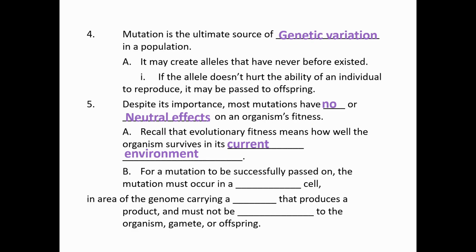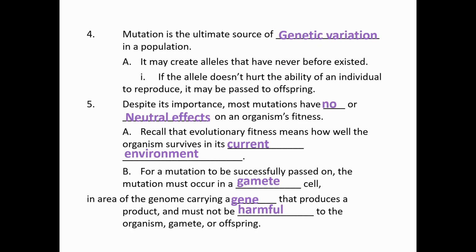Now, in order for a mutation to successfully pass on, it has to happen in a gamete cell, because those are the cells that are going to become the offspring, so the sperm, the eggs. And it has to happen in a gene. There's a lot of DNA, especially if we look at humans, that's not part of a gene, and so it does not code for anything. And if it's not coding for anything, it might not really even matter.